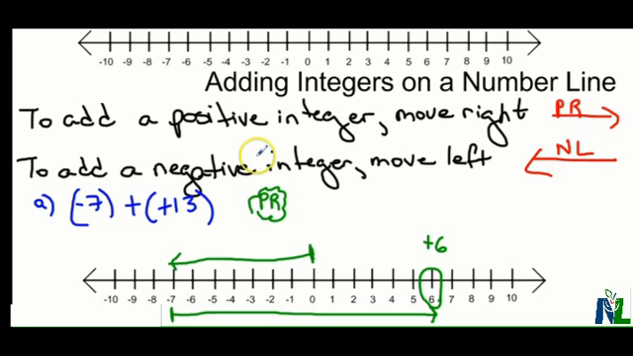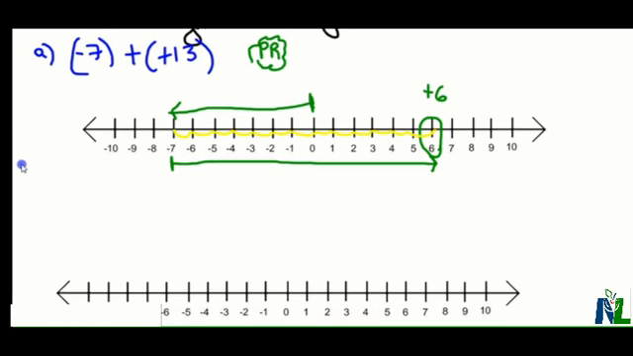So I can go back and recheck my answer, and I like going back to recheck my answer just to make sure I'm absolutely certain. And let's see if this is 13 steps. So we can jump 1, 2, 3, 4, 5, 6, 7, 8, 9, 10, 11, 12, 13. So yes, it's 13 steps. So I know I went the correct distance, and my answer is +6. So let's look at another example.